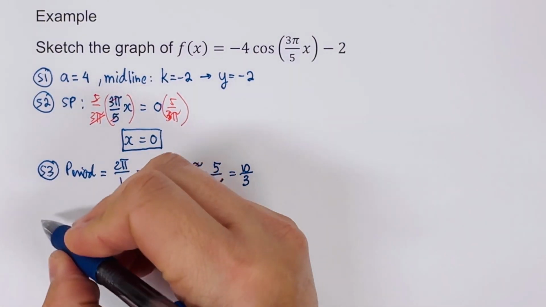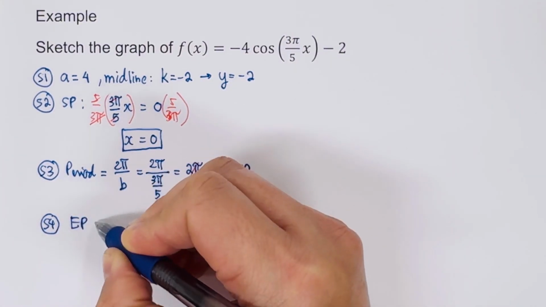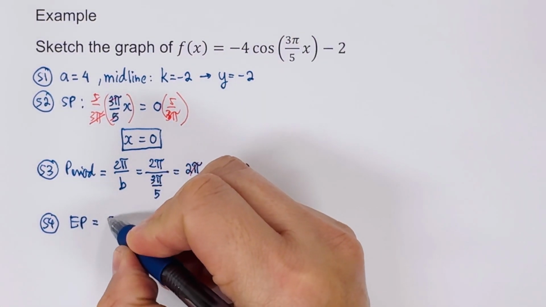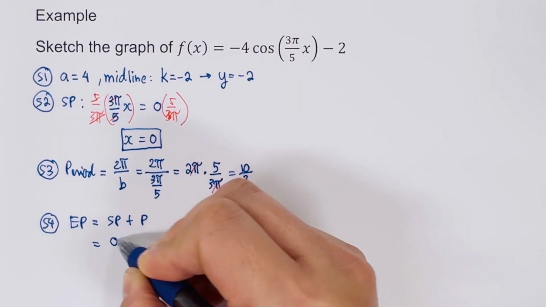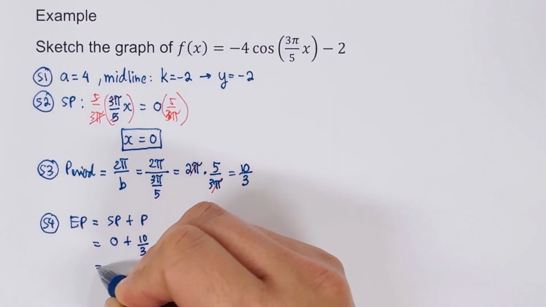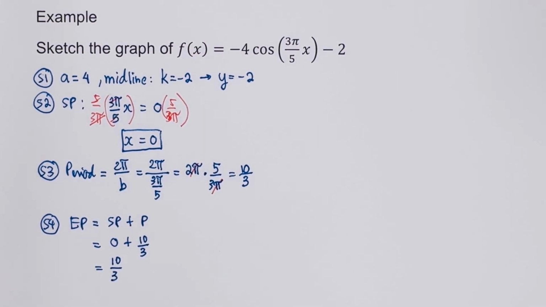Now we move on to the fourth step. The fourth step is to determine the endpoint of one cycle. The formula for the endpoint is the starting point plus the period. In this case, 0 plus the period, which is 10 over 3. So the endpoint is 10 over 3. And now we're ready to sketch the graph.